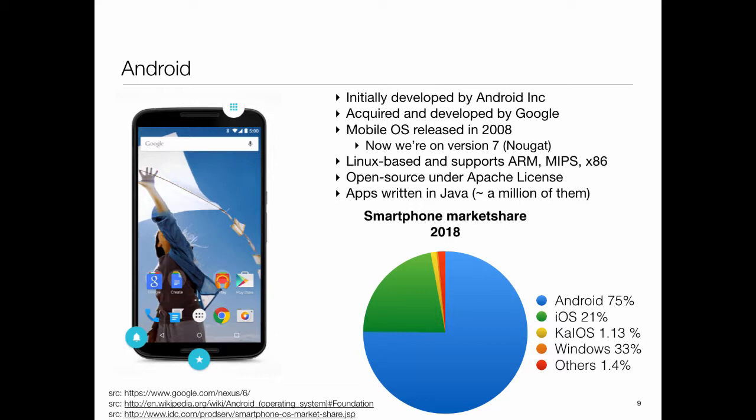And Android takes the biggest share of smartphone operating systems. In the latest statistics of 2018, Android represents around 75% of mobile devices. iOS takes around 21% in second place, and other operating systems get a very small fraction. So Android is considered the most popular operating system for mobile devices nowadays.